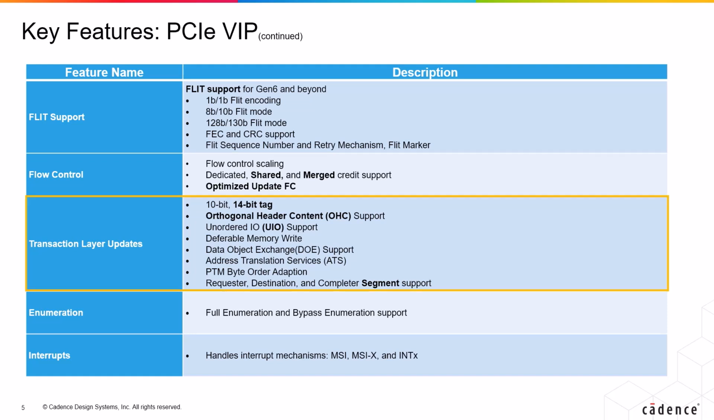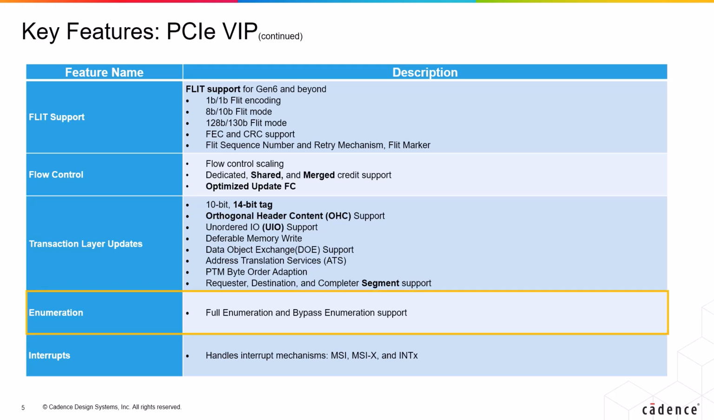There are various transaction layer updates supported by the VIP. These are 10-bit and 14-bit tags, orthogonal header content, unordered I/O, deferrable memory write, data object exchange, address translation services, PTM, byte order adaption, requester, destination, and completer segment support. It can be configured for full enumeration and bypass enumeration. It also supports interrupt handling mechanisms such as MSI, MSI-X, and INTx.